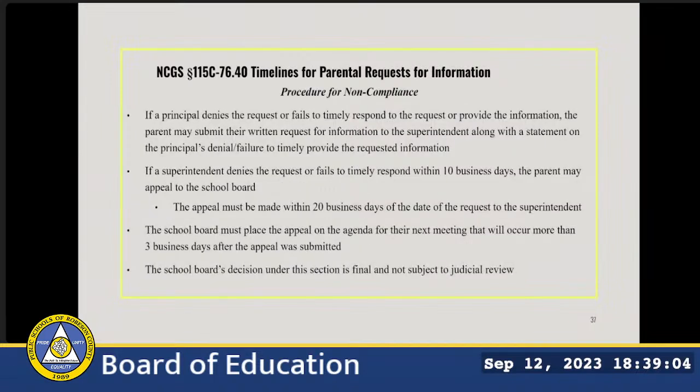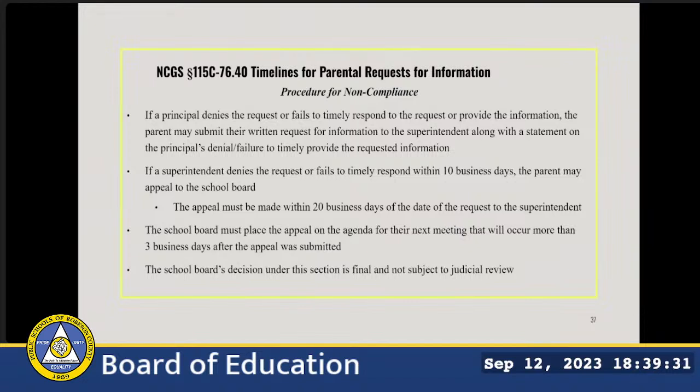If the principal denies the request or doesn't respond to it within the timeline, the parent can submit that written request for information to the superintendent, along with a statement saying that the principal either denied or failed to comply in a timely manner. If the superintendent doesn't supply the information, then that parent may appeal to the school board within 20 business days of the date of submitting the request to the superintendent.